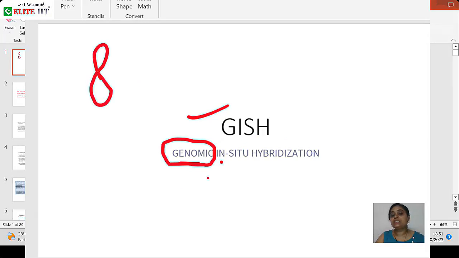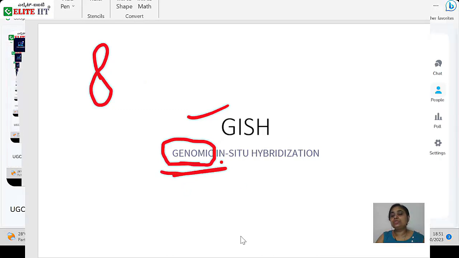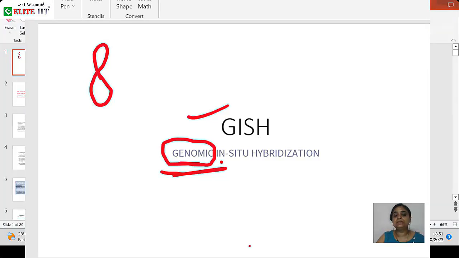GISH method means genomic in situ hybridization. Genomic. From the name, you can understand what is actually going to happen. So GISH means genomic in situ hybridization. In FISH, we are focusing on the chromosome, right? But in GISH, we are focusing on the genome. Genome means the total DNA sequences present, total genes. All genes together are known as the genome. So we are focusing on the whole gene set, the complete genomic sequence. So genomic in situ hybridization.